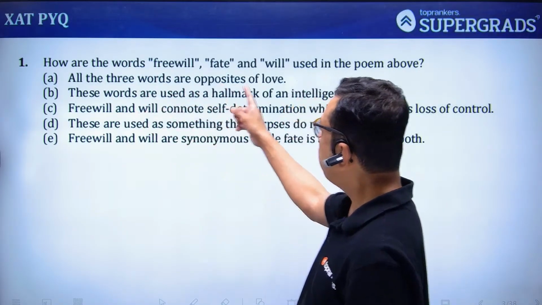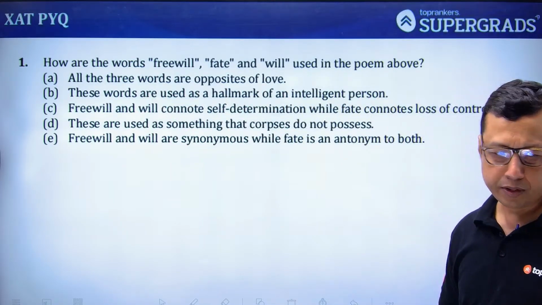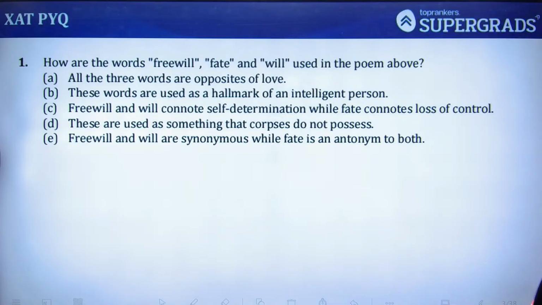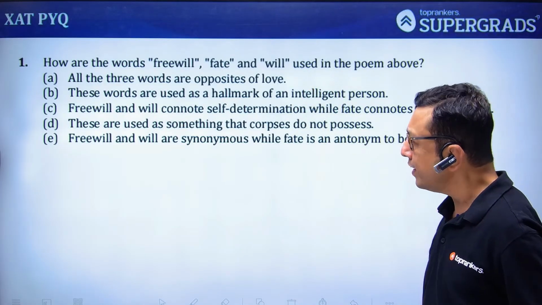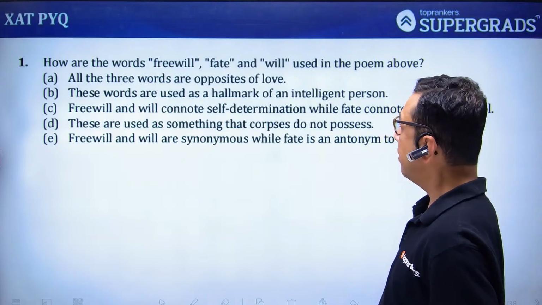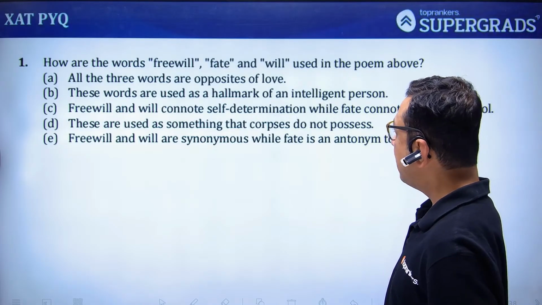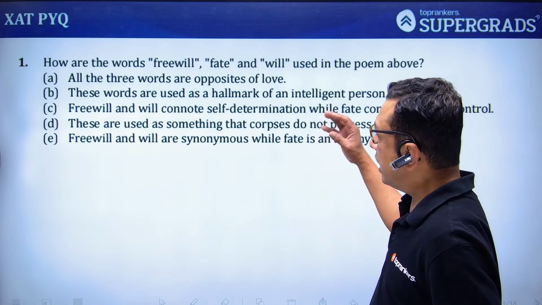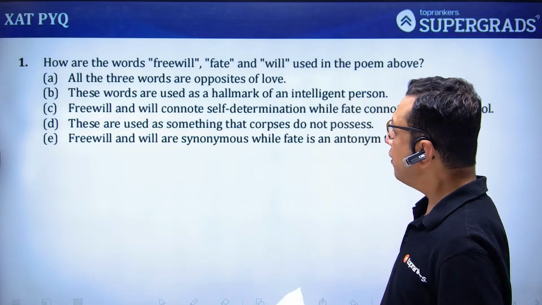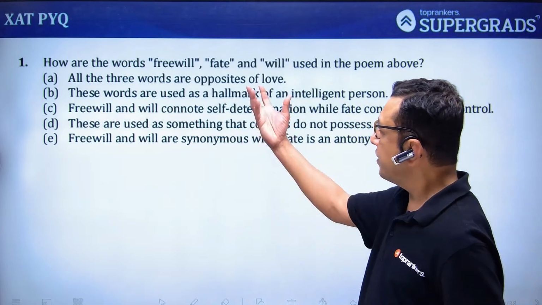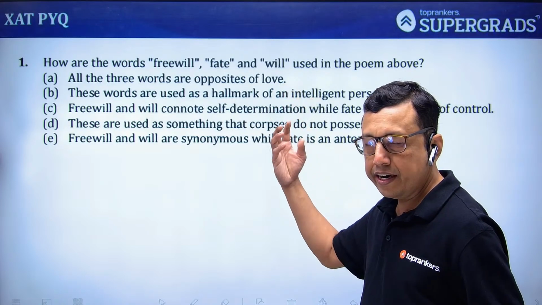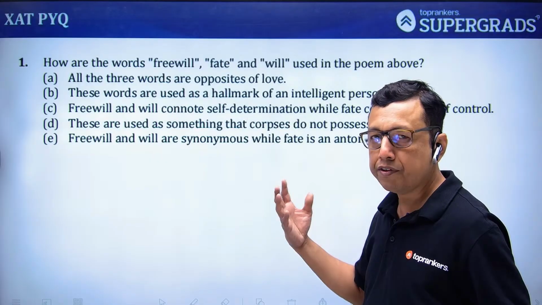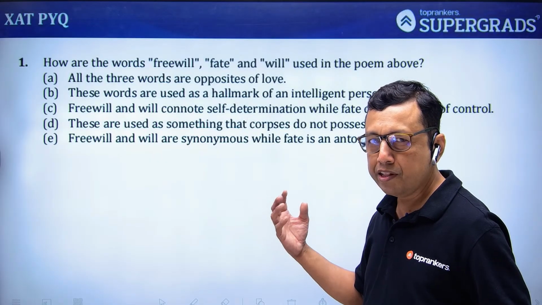All the three words are opposites of love. This can be considered the correct option because the author indicates in the poem that yes, free will, fate, and will. Like if you adopt free will, fate, meaning kismet, and your will, it very clearly indicates that you have to part with your will. आपको अपना will त्यागना पड़ेगा.